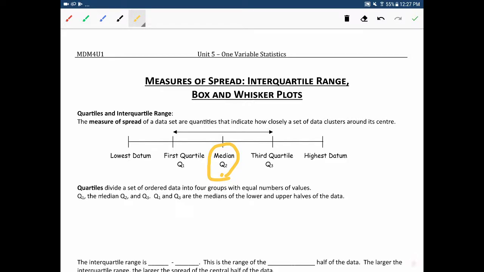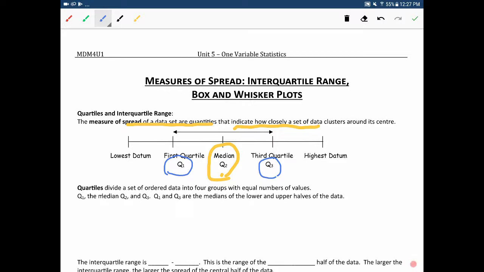But once you've done that, you split the data into the top half and the bottom half. The median of that top half is called Q3. This is the third quartile. The first quartile then is the median of the lower half of the data.